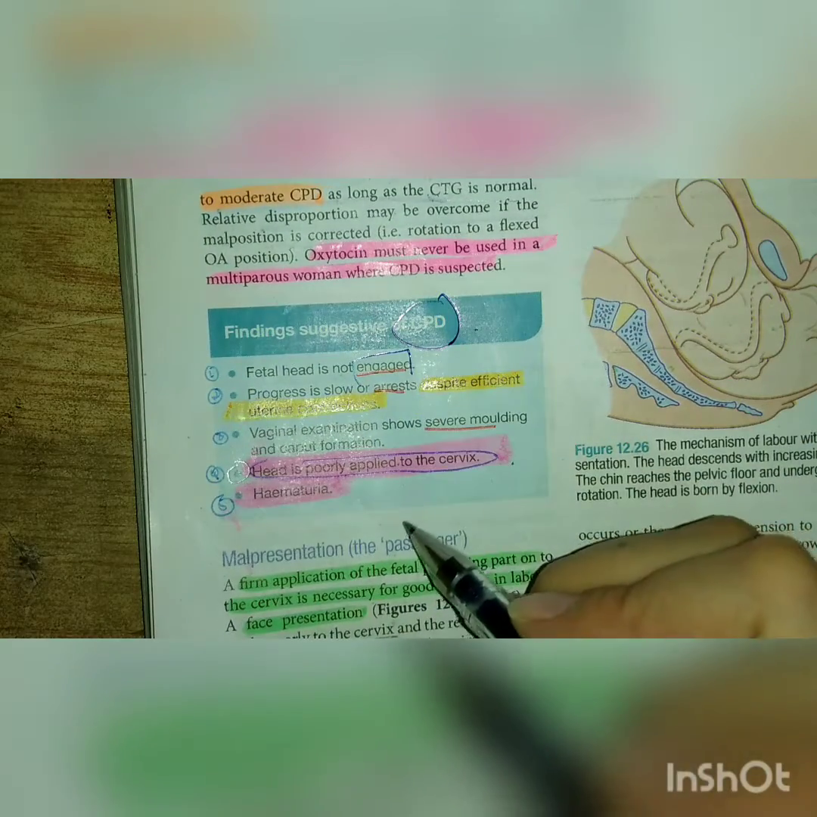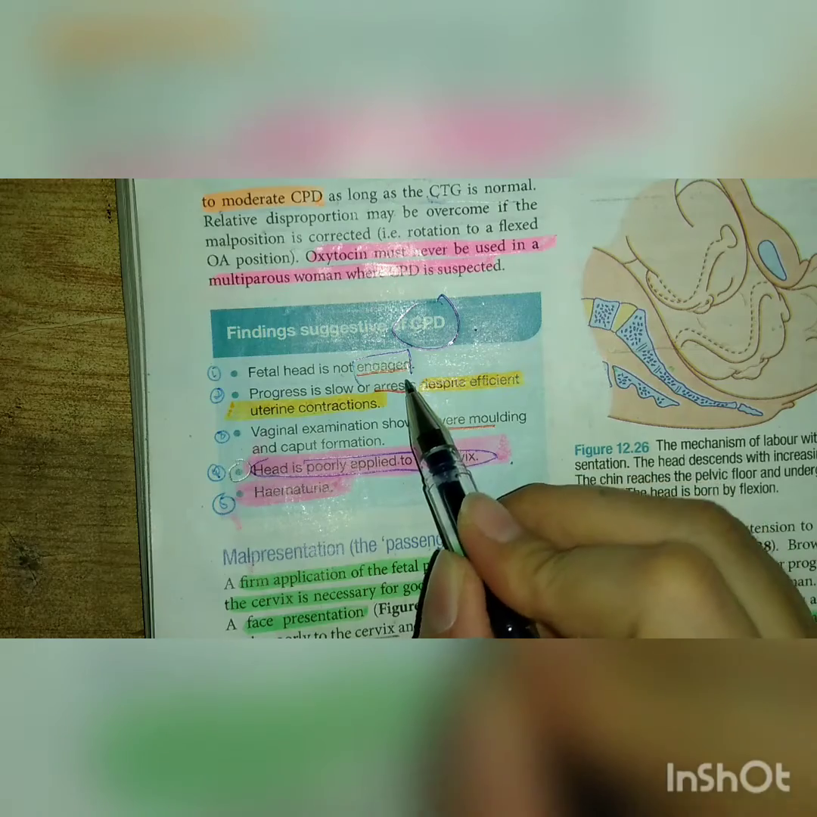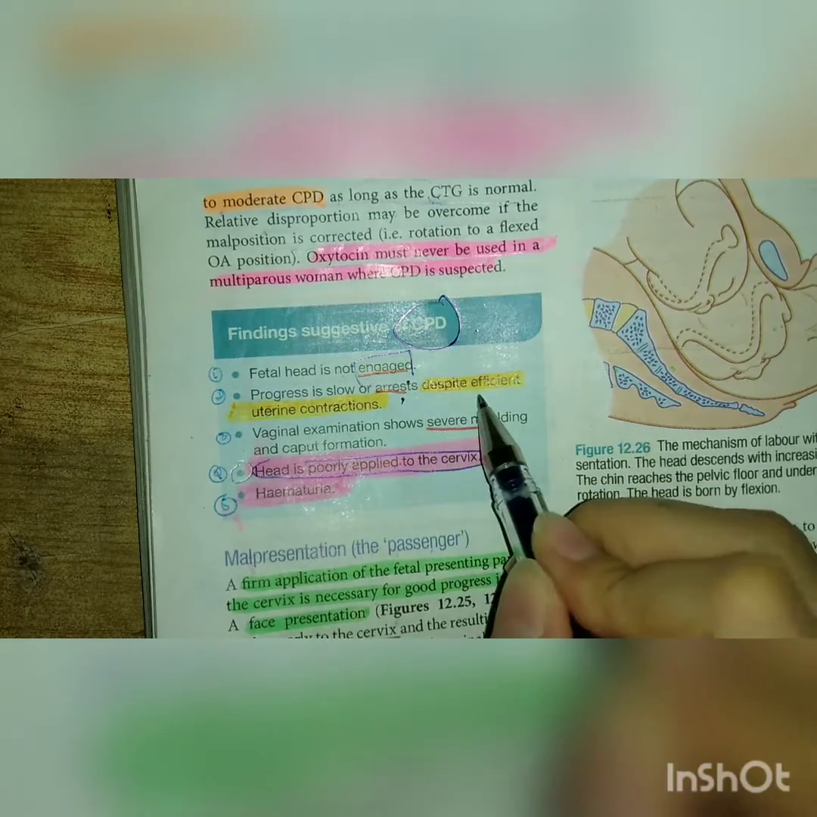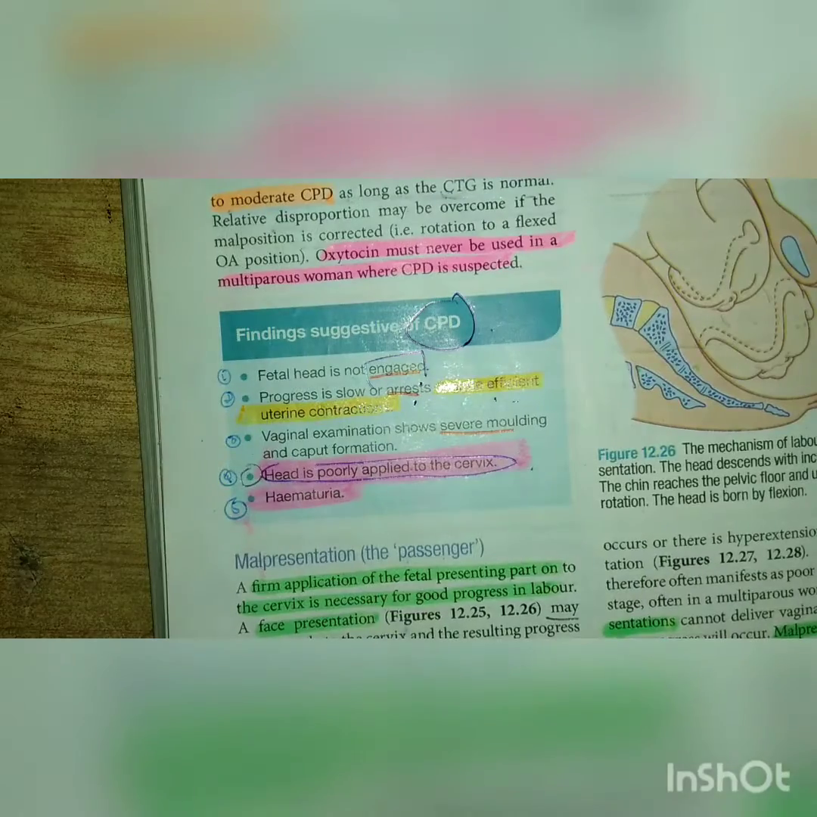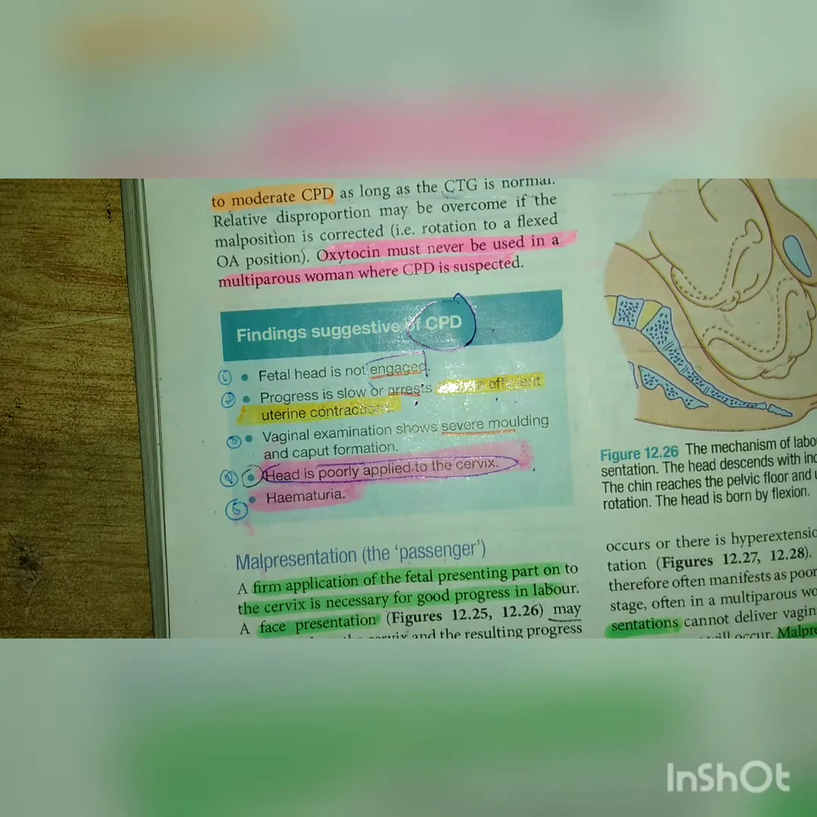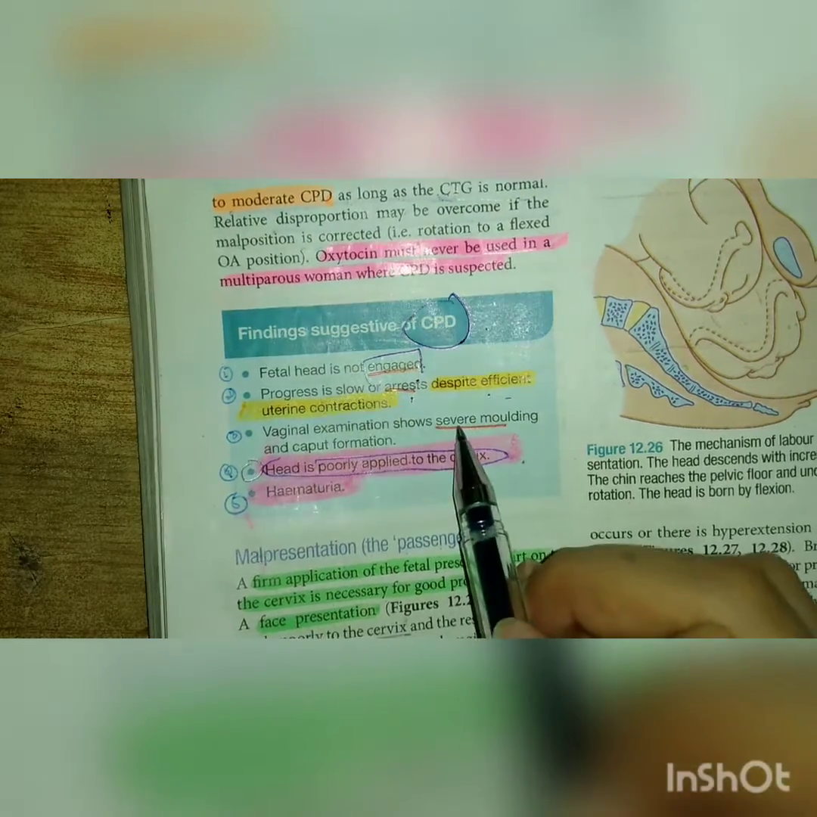The fetal head will not be engaged on examination, station 0 and positive will not be reached, and progress will slow. Uterine contractions will be good and normal, but progress will still be slow, still poor progress. Then you will think that this is due to CPD, and there can be molding.